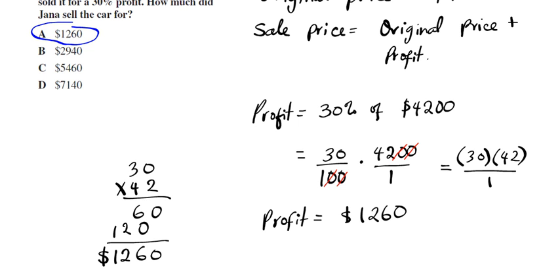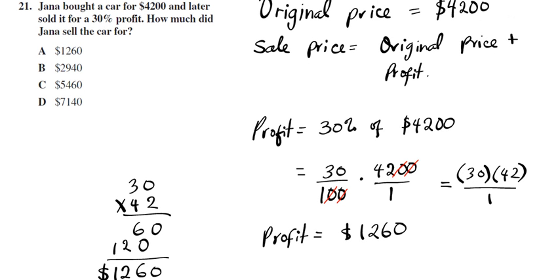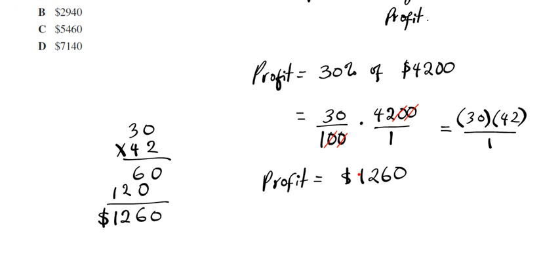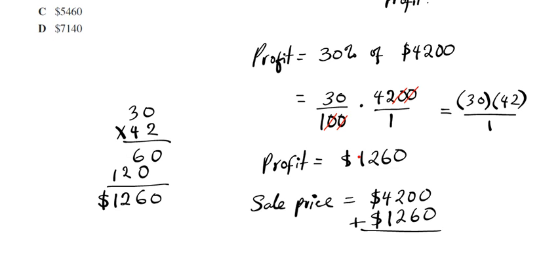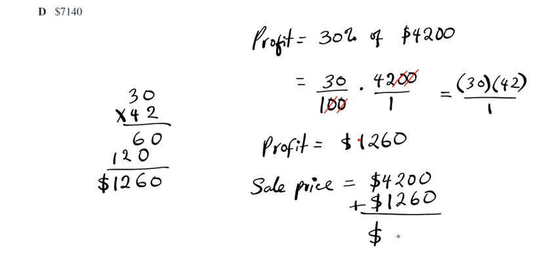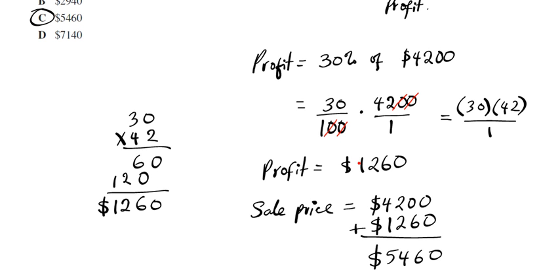Absolutely not. That's a trap. You've got to be really careful. The question didn't ask for profit. It asked for how much she sold it for. It was the sale price. So to get the sale price, we must add the profit to the original price, and that'll give us the actual final result. So the sale price is going to be the original price, which is 4,200, plus the profit, which is $1,260. If you add them together, you're going to end up with 5,460, and that is option letter C.